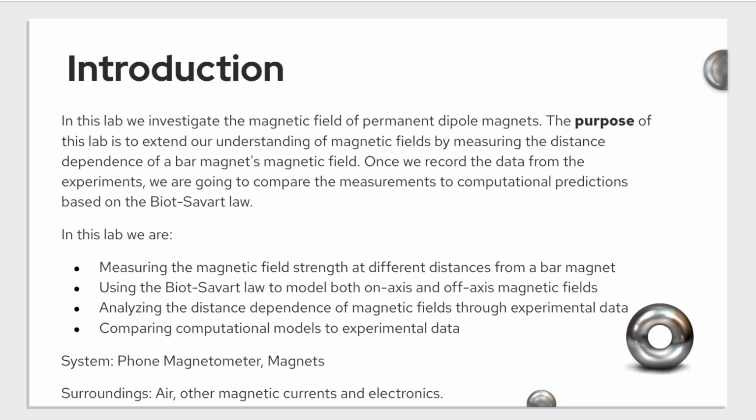Then we're going to use the Biot-Savart law to model both the on and the off-axis magnetic fields. Then, of course, we're going to analyze the distance dependence of the magnetic field. And then we're going to compare the computational model that we're going to build in GlowScript to the experimental data that we observed.